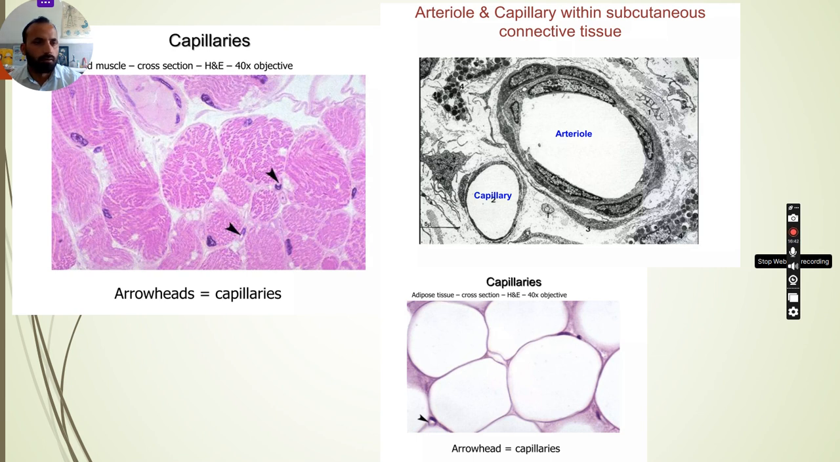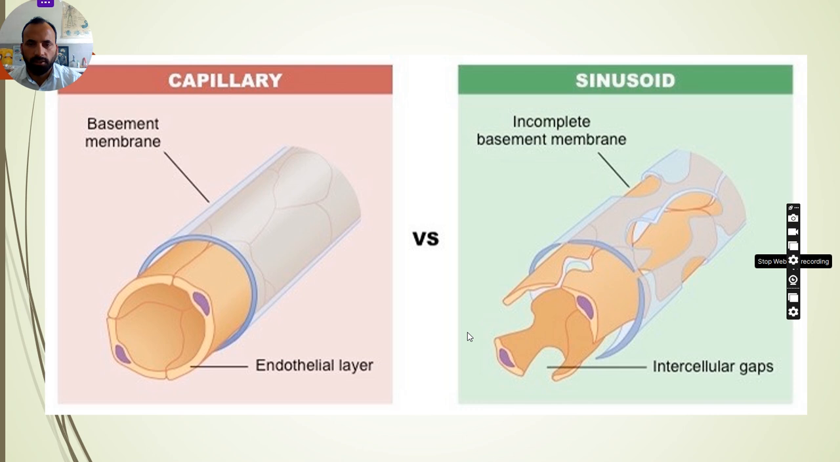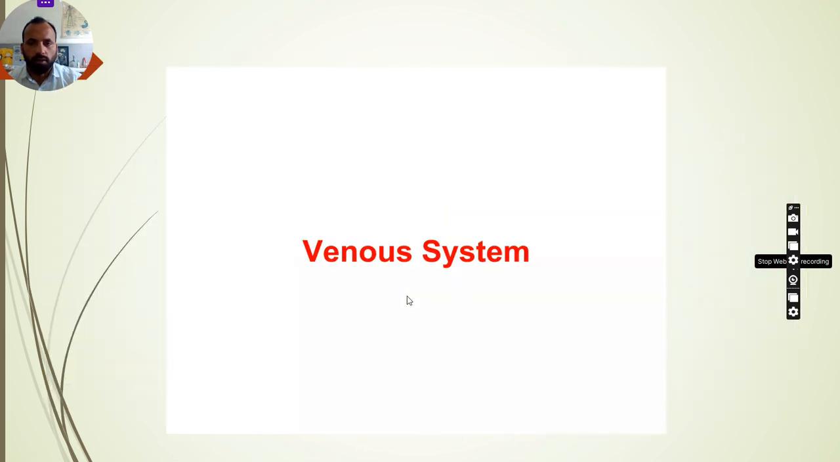So these are the H&E staining, and this black and white is basically the electron microscopic picture. Here also you can find the capillaries in the adipose tissue, the white adipose tissue, because the white adipose tissue will not get stained by H&E. So this is some of the difference between the capillary and the sinusoid.